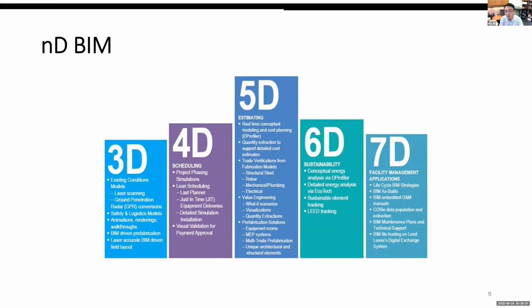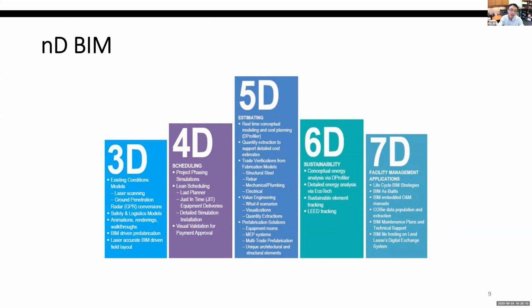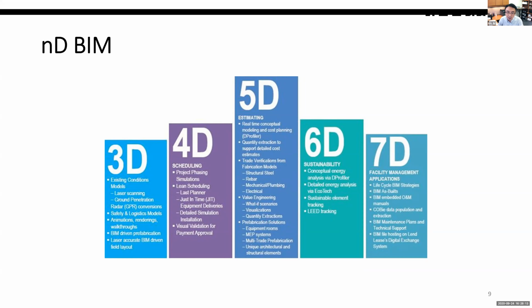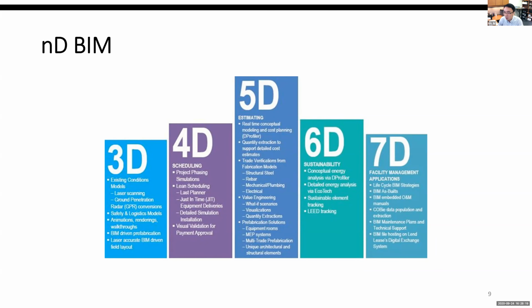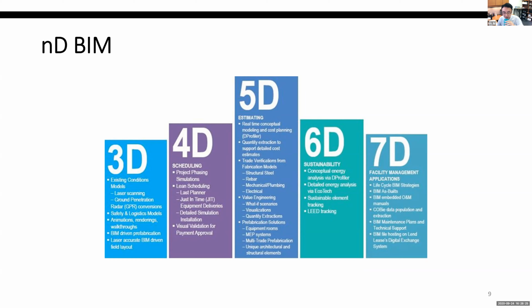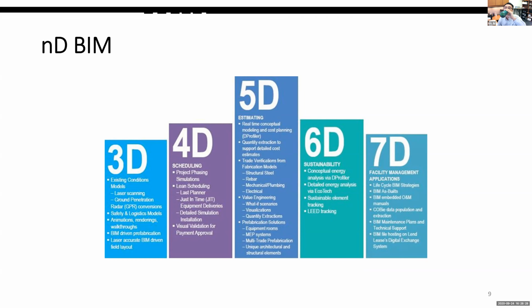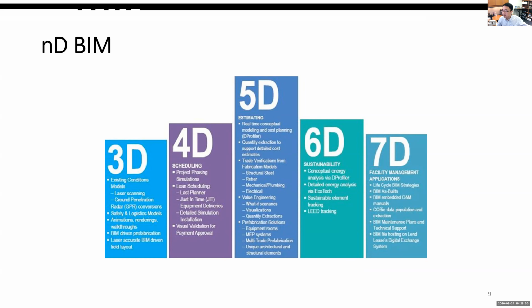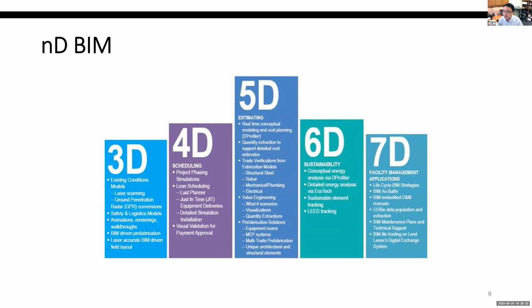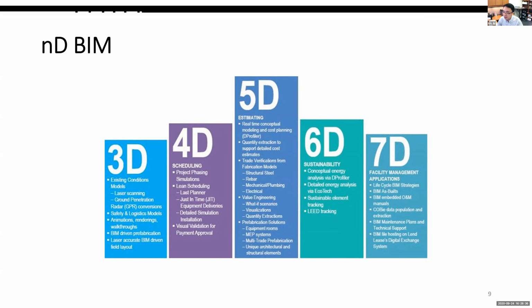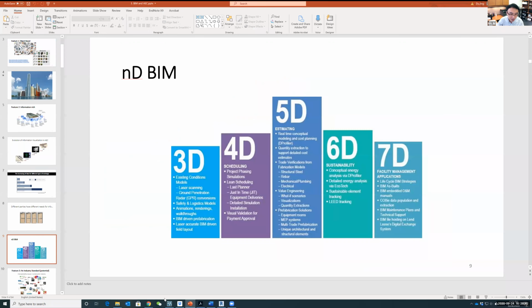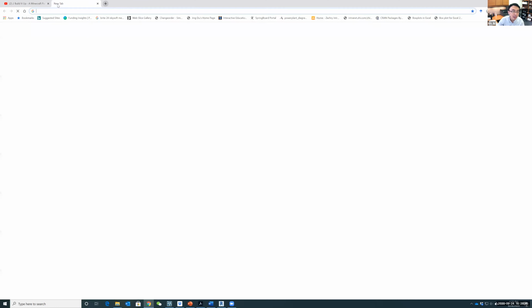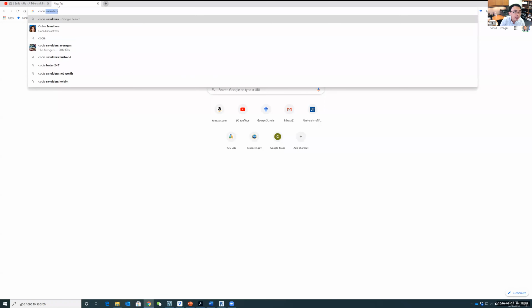Imagine using AutoCAD to do that kind of study. Impossible. 7D, that's facility management. And there's a standard called COBie. I think we talked about it in the history. Can anybody tell me what COBie is about? Anybody? So COBie is actually the military standard for facility management, right? So it's pretty much just an Excel spreadsheet showing what facilities there are and their status, right?